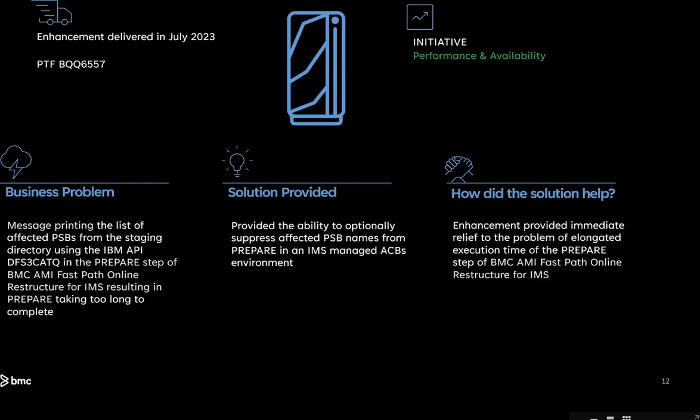Well, it turns out that it is, because determining the list of affected PSBs is not mandatory in an IMS managed ACBs environment for the online restructure prepare step. While this is deemed mandatory in the non-IMS managed ACB, if this particular product is used in an IMS managed ACB environment, it's not necessary. So we made printing those messages optional. So how did the solution help?